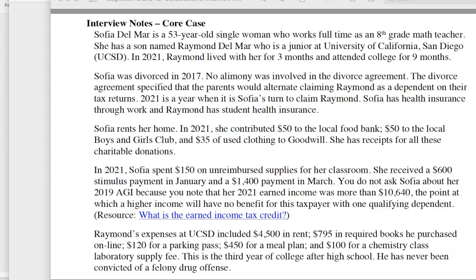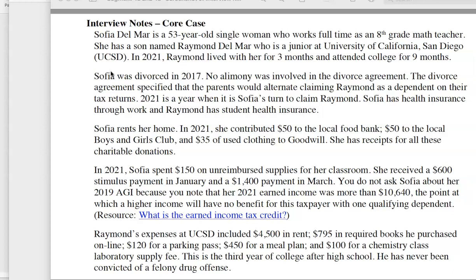Let's talk about where the other information on the interview notes would have come from, why you would have asked this information. So Sophia's divorce situation would have come from the first page of the intake booklet. But you might also have noticed that in the 2020 tax return, her filing status was single. So yes, you would ask her about alimony, and you would ask her about how she and her ex were handling Raymond as a dependent.